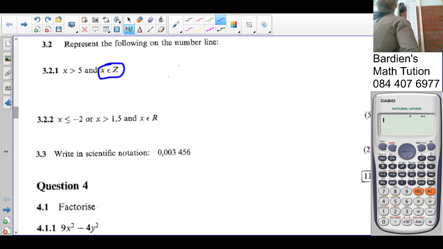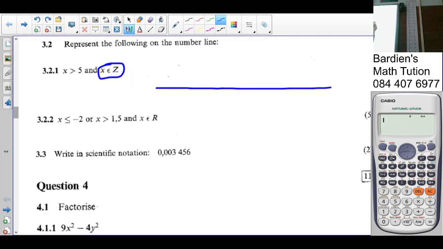Right. People, the element of integers. What are integers? Positive and negative. Not so? That's listed early on. So if it's less than 5, so it's 0, 1, 2, 3, 4, 5, 6, and negative 1, negative 2, and so on.